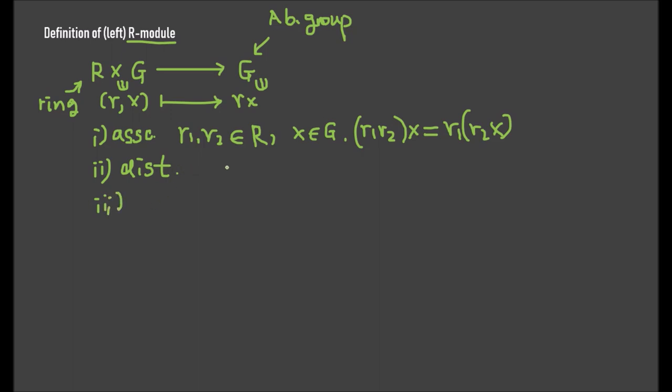First, if R1, R2 and the same X, this is the right distribution law. This also R1, R2. This plus summation is well defined. The link concept, and this is also contained in R. This distribution law, R1 X plus R2 X.